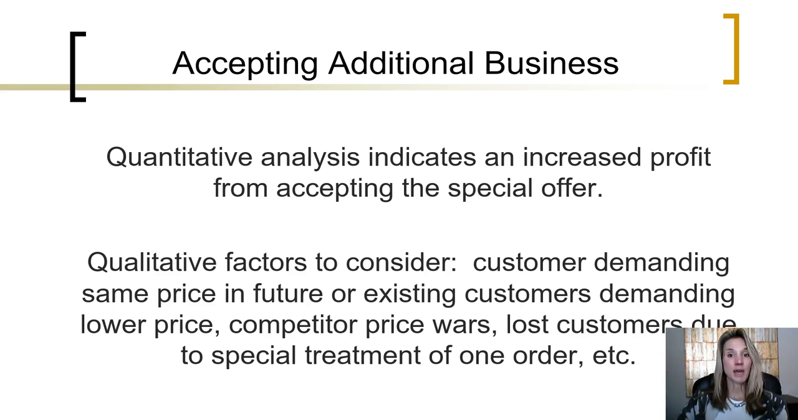All of these are negative to the company in the long run. Even though in the short run that one-time special order will bring in additional profit, they may not want to consider accepting it if the concerns about some of these qualitative factors are significant. So when a company is trying to decide whether to accept a special order from a customer, they need to not only look at quantitative factors, the additional revenues and additional costs associated with just that order, but they also need to look at the qualitative factors as well.